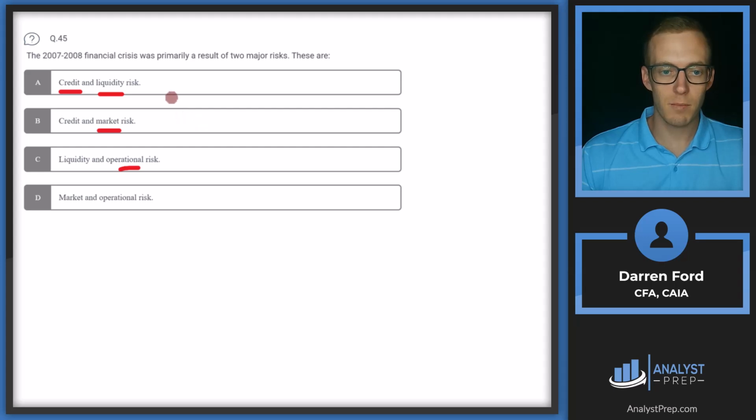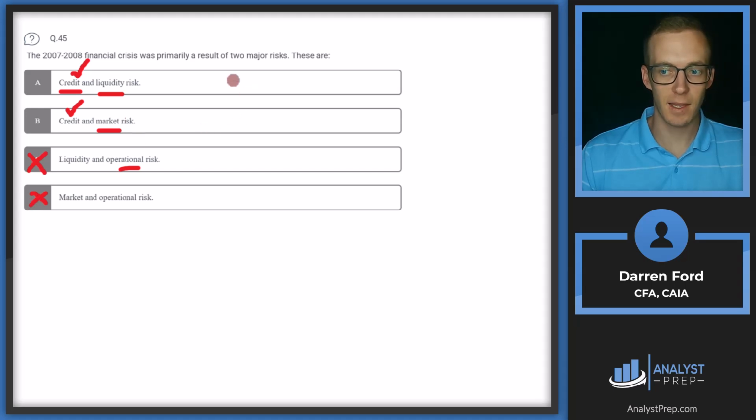The 07-08 crisis was primarily driven by credit risk, for one. So that's going to be an A and B. The credit risk came from a lot of the defaults on subprime mortgages that were being initiated throughout the mid-2000s. So we can rule out C and D.